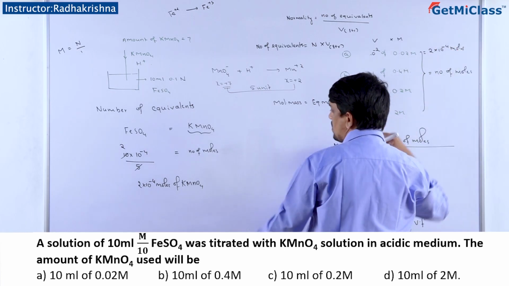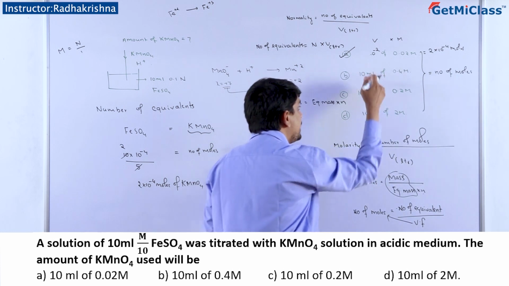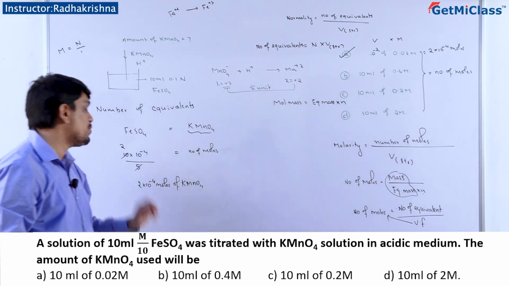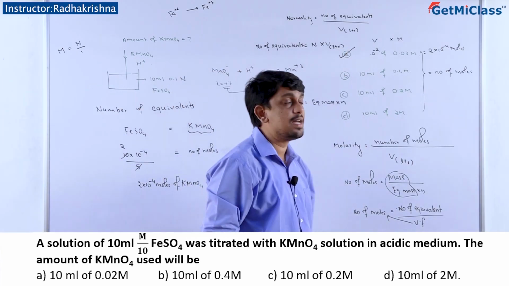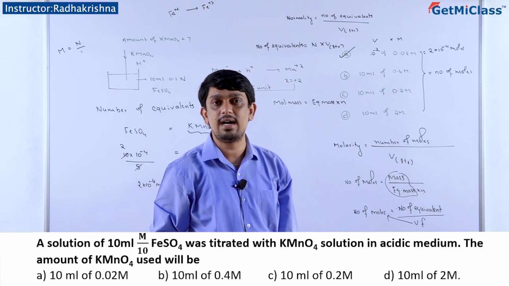So that is our answer, right? Option A has to be the answer. If you see any of the others, the number of moles you won't get is 2 into 10 power minus 4. At option A, we got the answer 2 into 10 power minus 4 mole. So option A has to be the right answer.